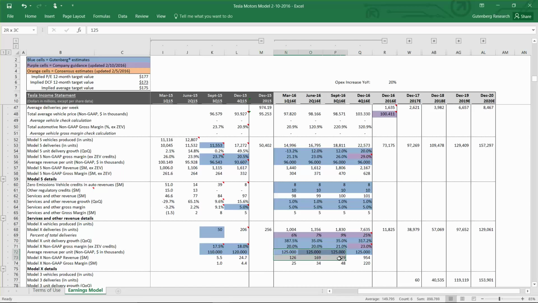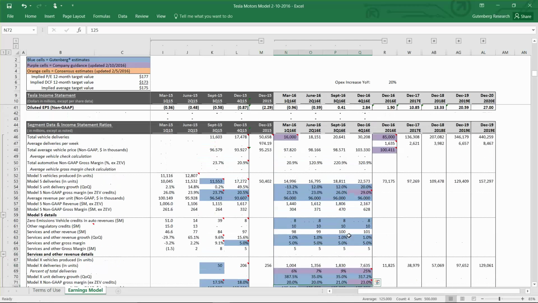And for the Model X as well. Then we took the one piece of guidance that management gave us on ASP, and that is that the total for the auto segment is going to increase slightly. And for slightly, we took it to mean they would go from about 95,000 to about 100,000. And we had it gradually increasing throughout 2016.